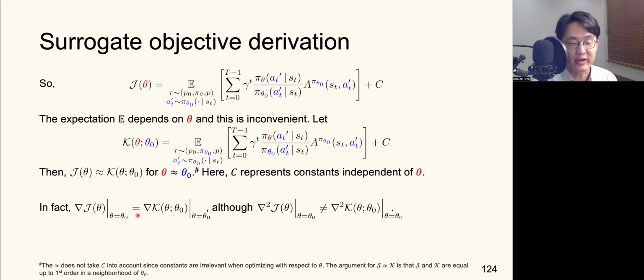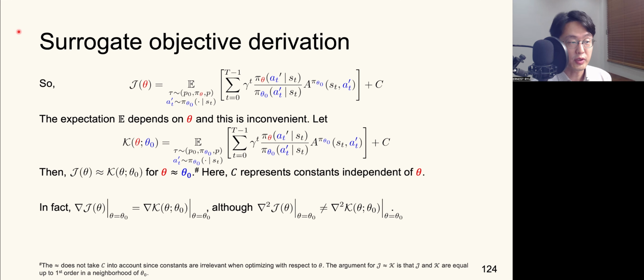But in any case, at least K and J do agree up to first order within a neighborhood. Theoretically, that might not be sufficient to convince one that K is a good surrogate, but at least it's equal to first order, and that's perhaps the bare minimum. And empirically speaking, people have tried using K, and it works pretty well, as we will see soon.